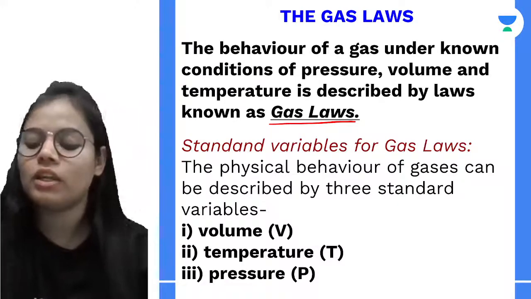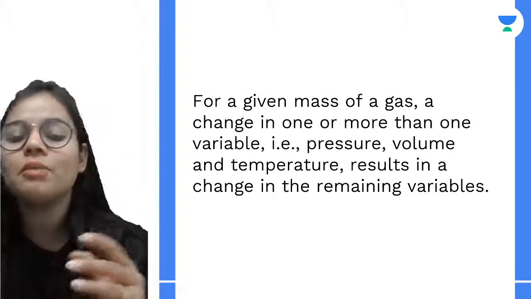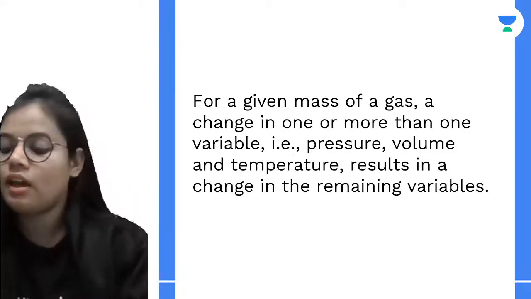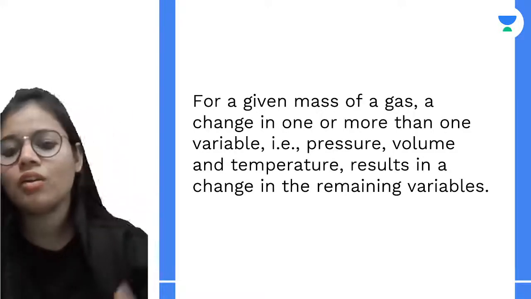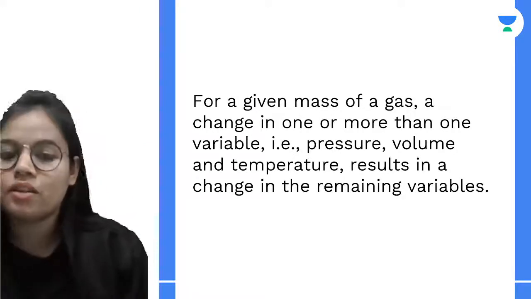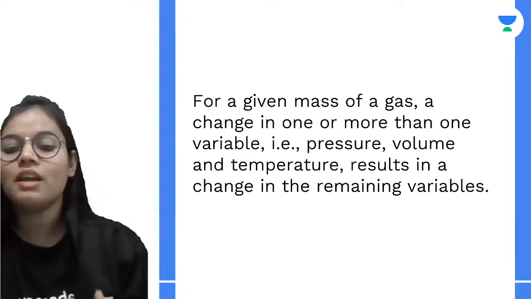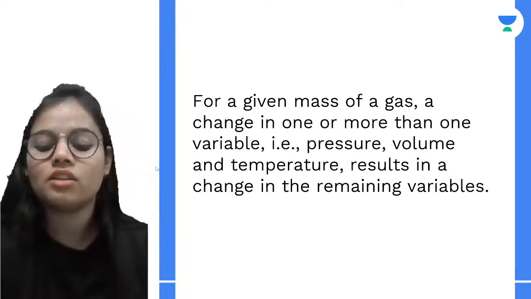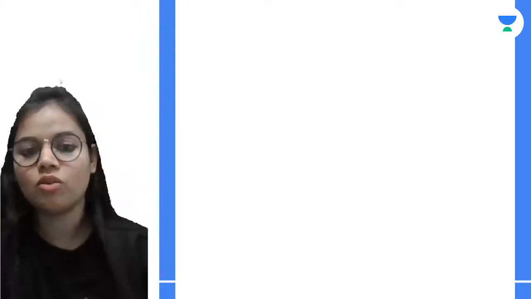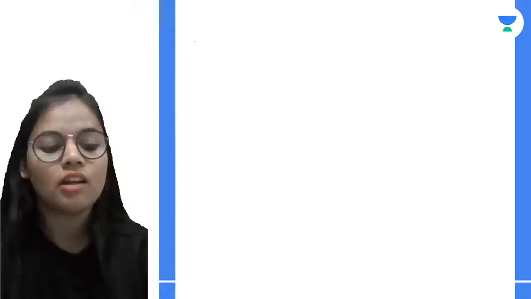Now let's know about each of them one by one. If I talk about any given mass of gas, or let's say any fixed amount of gas, if I change any one variable, let's say I'm changing temperature, there will be a corresponding effect on the volume and pressure. So that means if I change any one variable from the three, it will lead to changing the other two variables also. Correct. Now let's know a bit about the three variables before moving on to the gas laws.